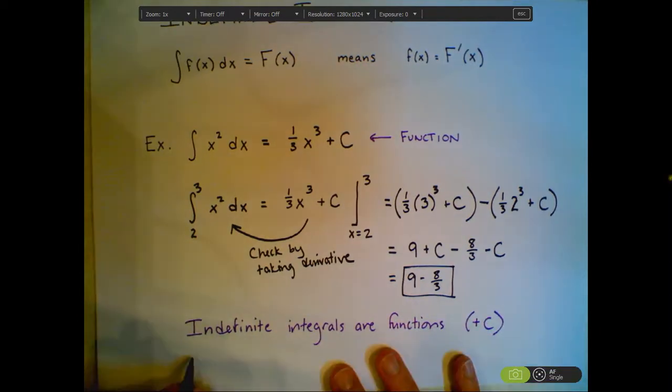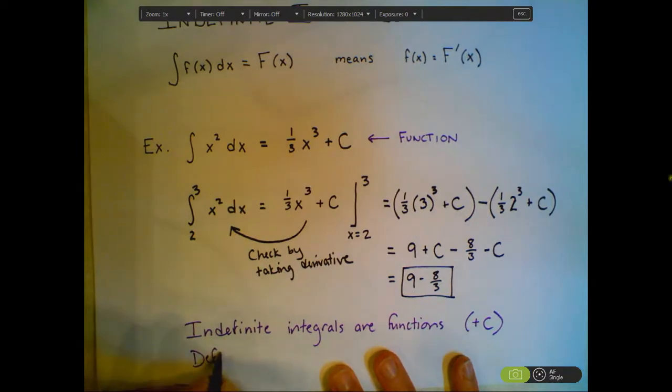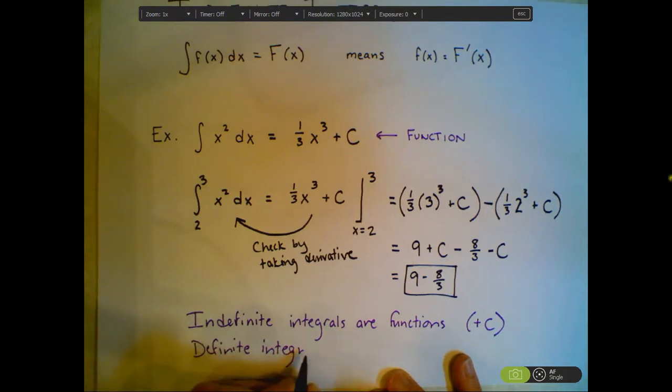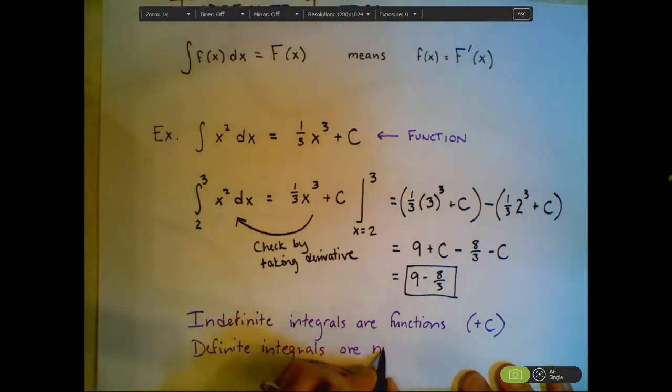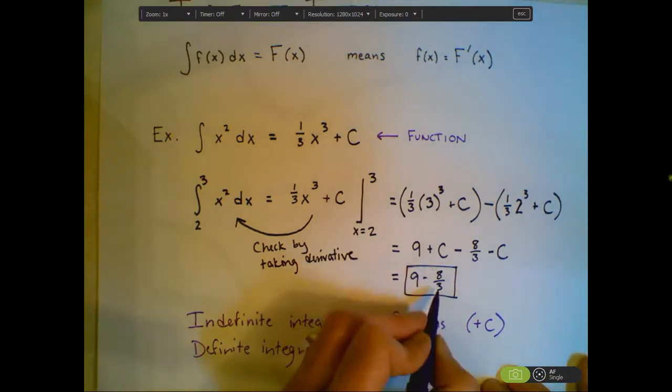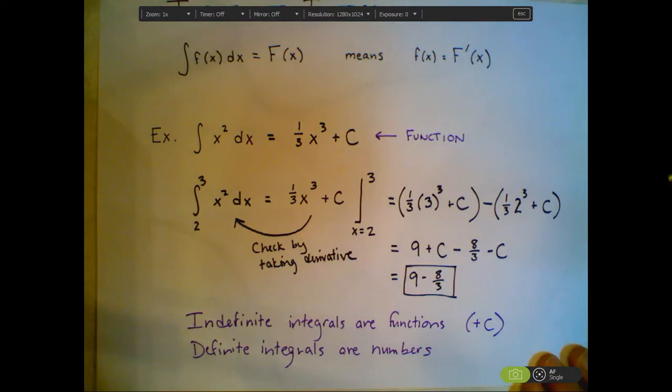Whereas definite integrals are specific numbers, like this messy number, 9 minus 8/3, which is 19/3. And there is no plus c.